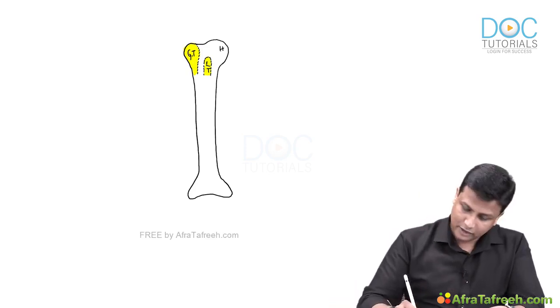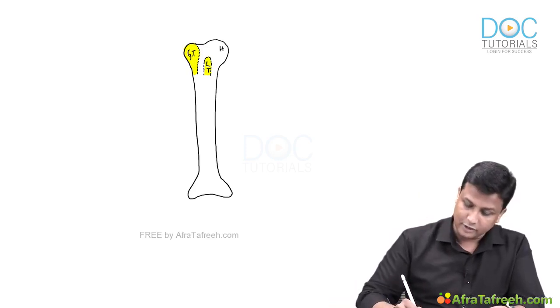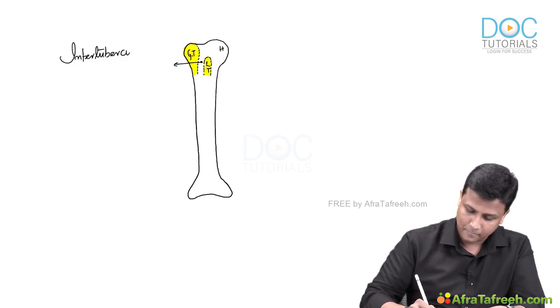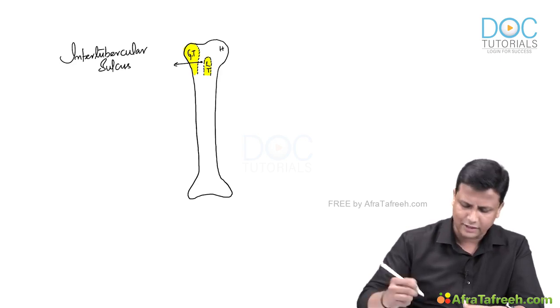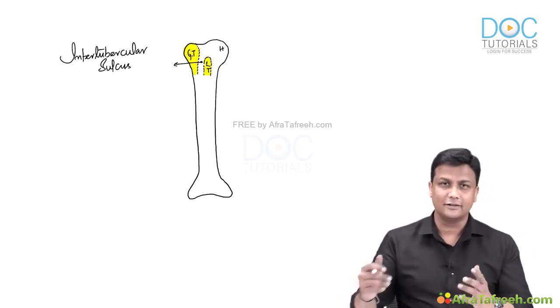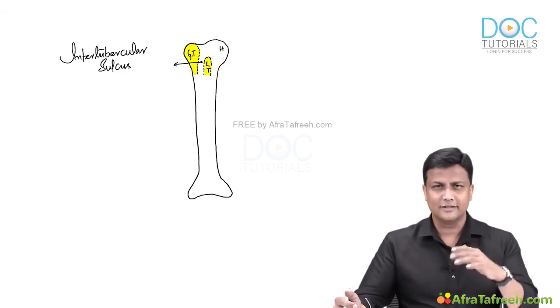Now, right in between the lesser tubercle and the greater tubercle, you will be able to appreciate one depression here, and this is actually known as the intertubercular sulcus. Intertubercular sulcus. Look at the beautiful name which is given, guys, very much meaningful. Inter, in between, in between the 2 tubercles, greater and lesser. Intertubercular sulcus, it's a depression there.